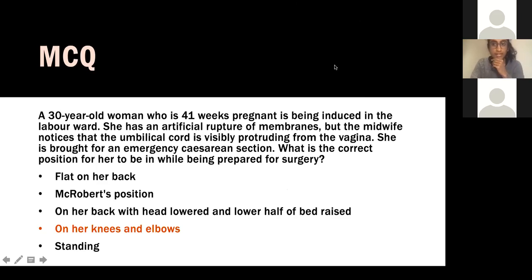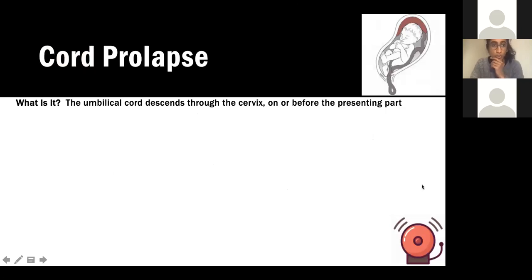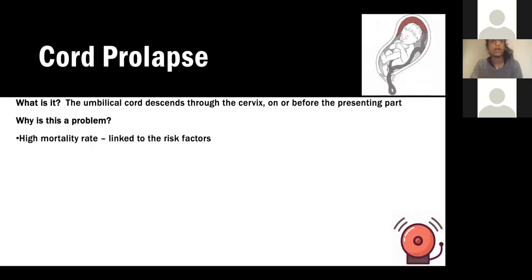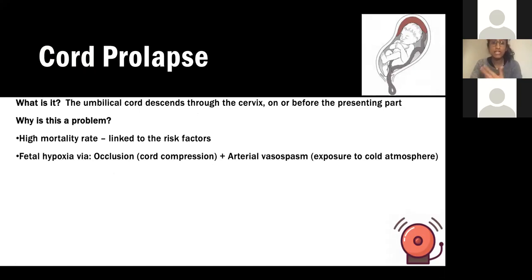Cord prolapse, exactly. Good. So cord prolapse is when it descends through the cervix and the umbilical cord is seen on or before the presenting part. And why is it a problem? So it's got a very high mortality rate, usually linked to the risk factors. So you've got fetal hypoxia because the cord can get compressed. That's occlusion. But you can also get arterial vasospasm as well, because what happens when the cord is exposed to the cold atmosphere is you can get that vasospasm, which again contributes to the fetal hypoxia.